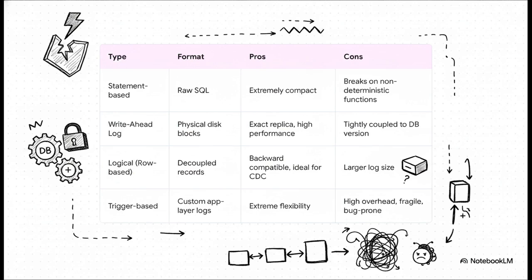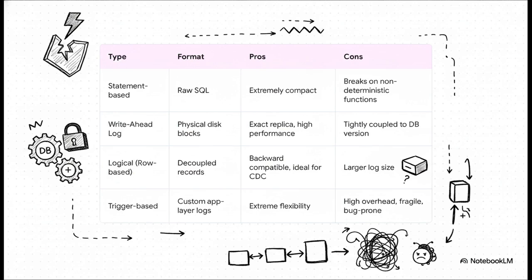This is basically the raw bytes that get written to disk. It's super high performance, but it ties you very tightly to a specific version of your database engine. The most flexible approach is a logical log. It describes changes like, this row with this ID had these fields changed to these new values.